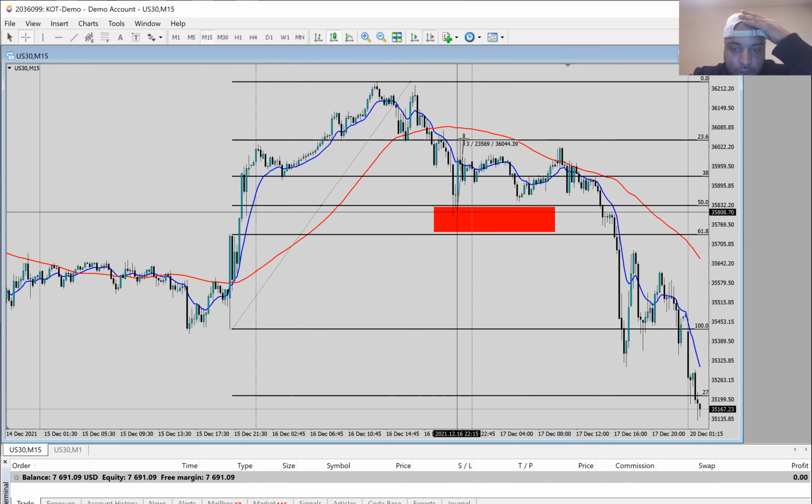Why are you being greedy? That's why we get out of trades. Get out. Hit inside of our zone. Get out. That's 23,000 pips.